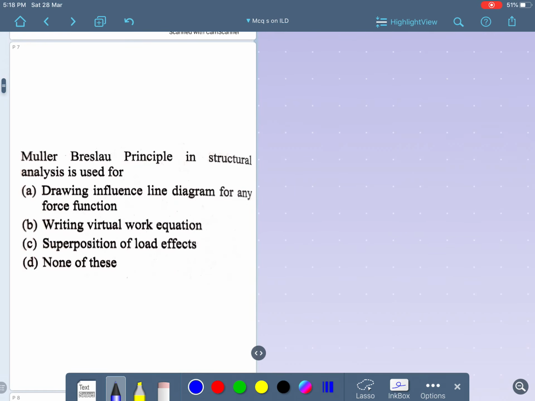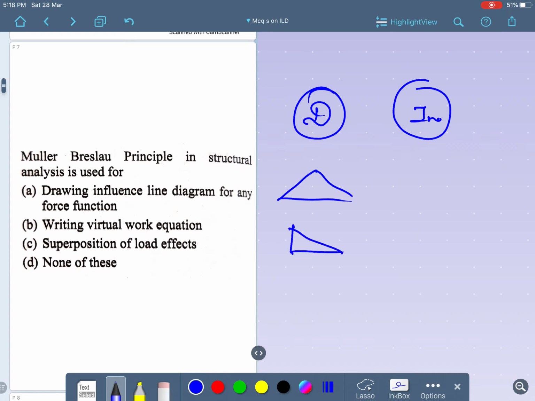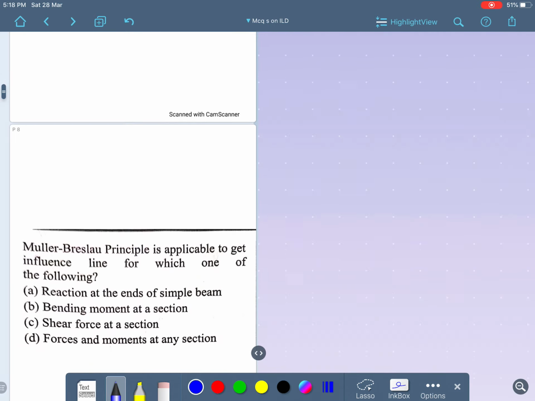Muller-Breslau principle in a structure is used for analysis. Whatever influence line diagram we are drawing is mainly with respect to the Muller-Breslau principle. On the Muller-Breslau principle, I had explained many things. It is used to draw the influence diagram for determinate as well as indeterminate structures. But for a determinate structure, the influence line diagram will be straight. For an indeterminate structure, it will be parabolic. Let me move on to the next question.